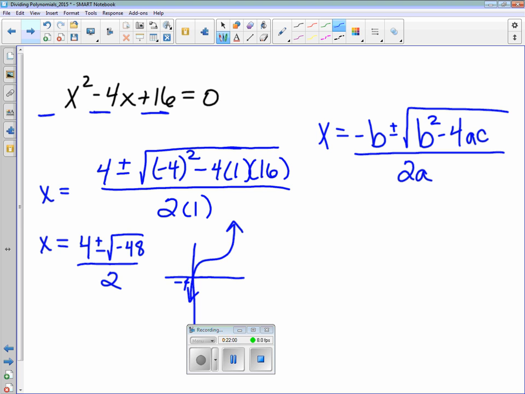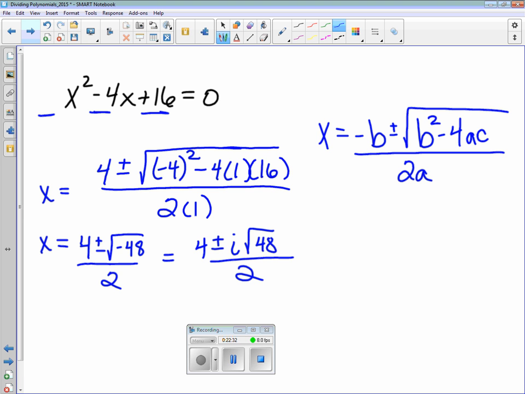Okay? Now, we can simplify this. Do you guys remember how? How do I simplify? Well, I know the i comes out, right? So we have 4 plus or minus i square root of 48 over 2 so far. Negative under the square root means i comes out. How do I simplify square root of 48, though? Is it a perfect square? No. So how do I do it?